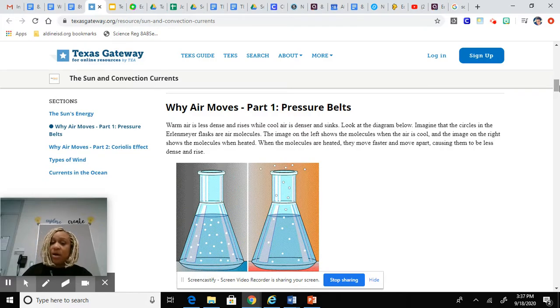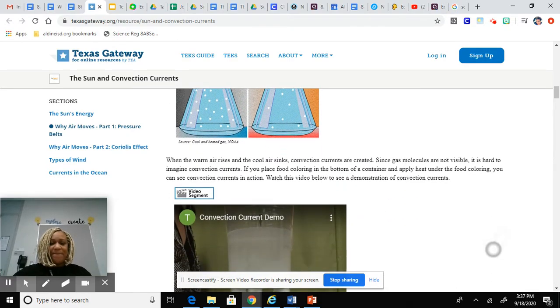Imagine that the circles in the Erlenmeyer flask are air molecules. The image on the left shows the molecules when the air is cool, right? This is when the air is cool. And then the image on the right shows the molecules when the air has been heated. So what is happening? It's going to rise. When the molecules are heated, they move faster and they move apart, causing them to be less dense and rise. Okay.